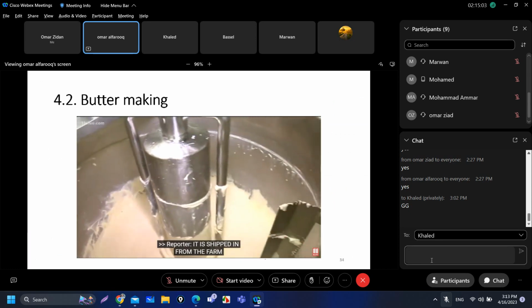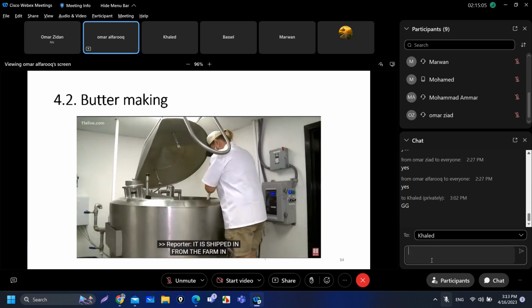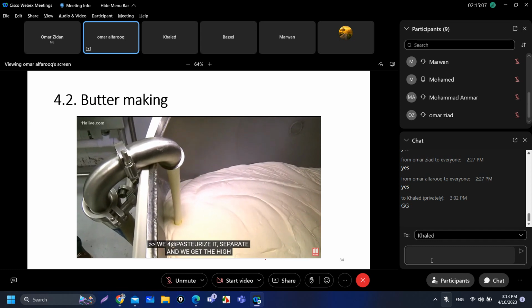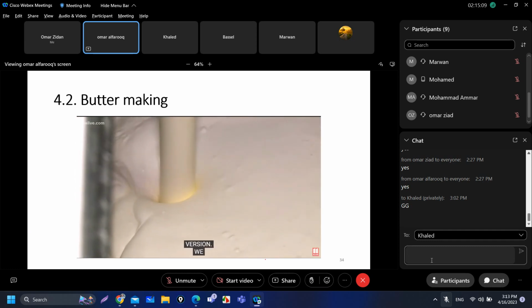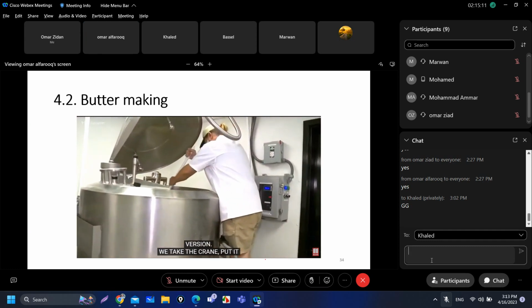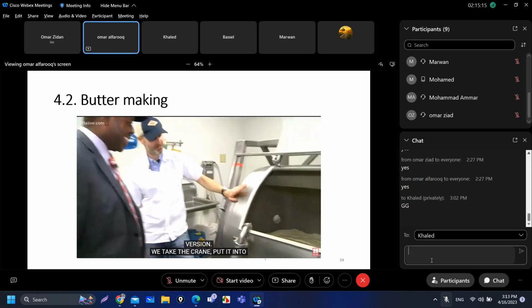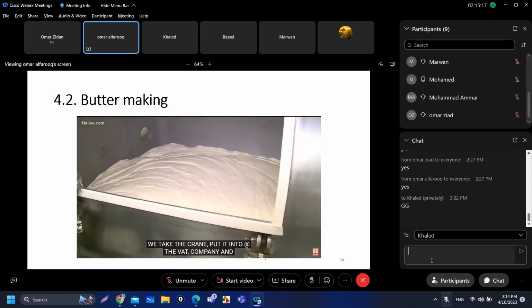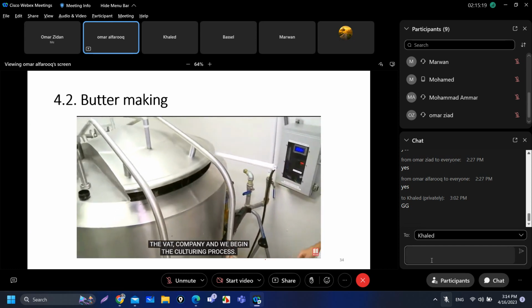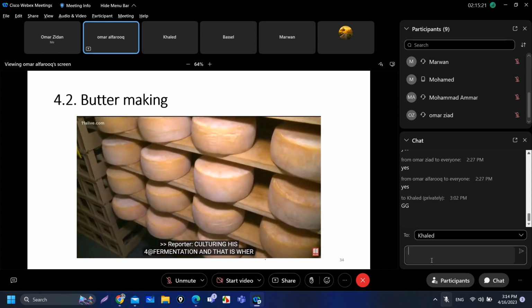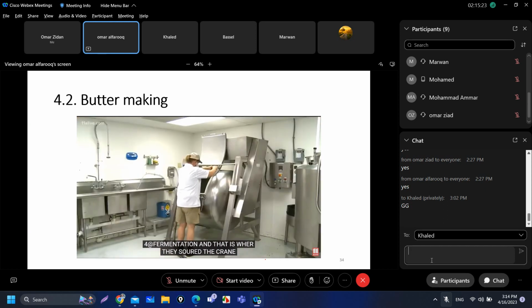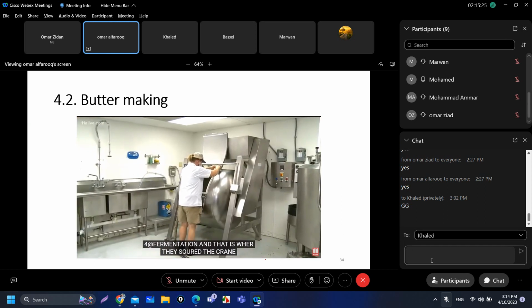Then we take the heavy cream, put it into the vat, and pump it in, and that's where we begin the culturing process. Culturing or fermentation is where bacteria is added to sour the cream. It sits and cools for roughly 24 hours, and timing is key. Any longer than that will cause it to become cheese. Once the fermentation is done, the cream is pumped into a churner, and that's where the magic happens.